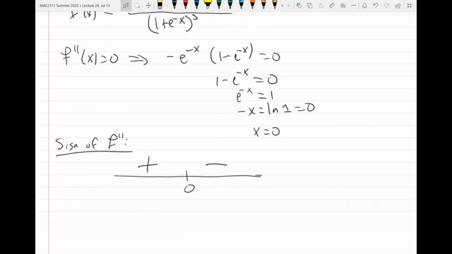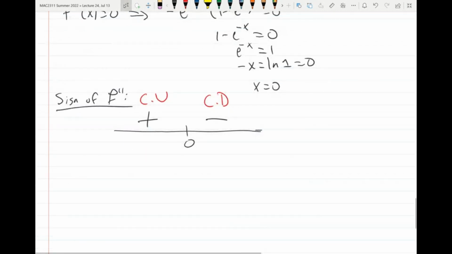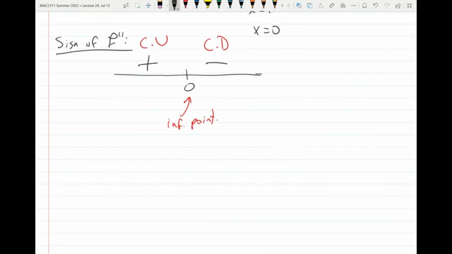So now remember, this is the second derivative, so this is about concavity. So it's concave up, concave down. So what do we have at x equals 0? An inflection point. Okay? And then the last thing that we need is the end behavior.